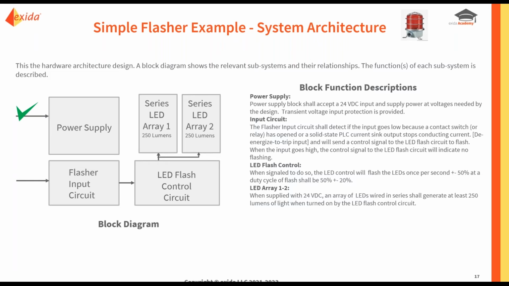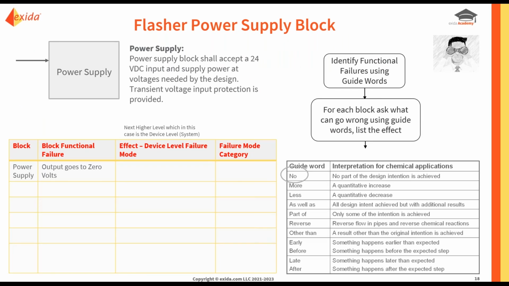And do we have a good description of the function of each block? Yes, we have. That's really important because we're going to be identifying the failure modes of each block and the effect. And for anything that's fail danger, we probably ought to be thinking about what the mitigations are. So let's take our little flasher and try to do an FMEA with a spreadsheet.